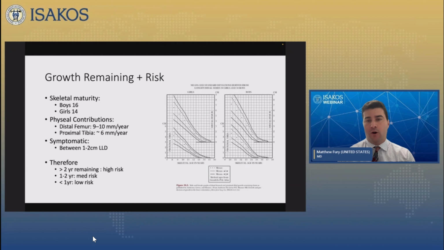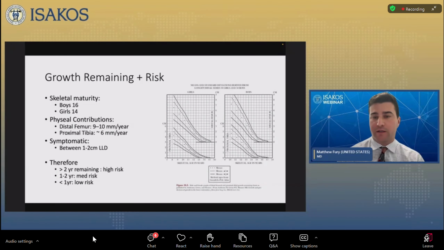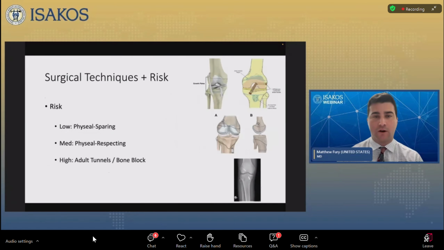So when you put all this together, to summarize, patients with greater than 2 years of longitudinal growth remaining are relatively high risk for a growth disturbance. Between 1 to 2 years remaining, I would consider in the medium or moderate risk cohort, and then less than 1 year of growth remaining, I'd consider to be in the low risk for growth disturbance cohort.